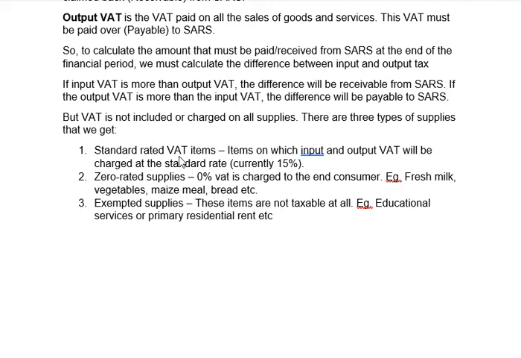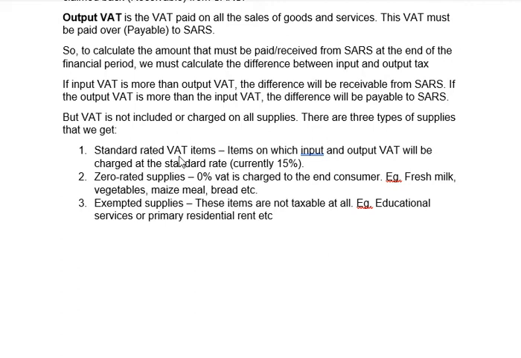The second type is a zero rated supply. So zero rated supplies, there is 0% VAT charged to the end consumer, the last person buying this product in the chain. So if you go to the supermarket and you buy it from the chain, zero VAT will be charged to that person.